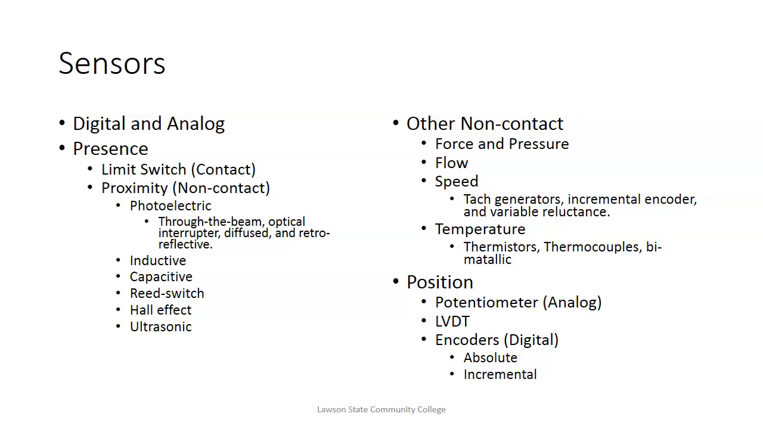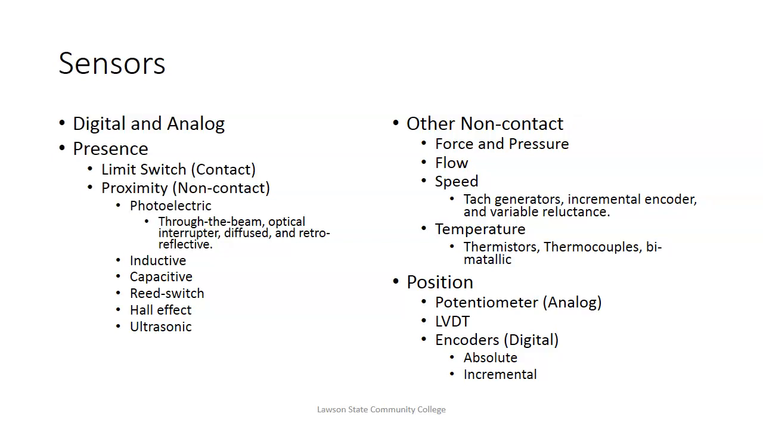We'll look at sensors that sense force, pressure, flow, speed, tachometers, tach generators, incremental encoders, and variable reluctance sensors. We'll look at sensors that sense temperature: thermistors, thermocouples, bimetallic strips. We'll look at sensors that sense position. These will be potentiometers. The Amatrol line and the Festo line use the potentiometer to sense position. So we'll look at those when y'all finally come onto campus.